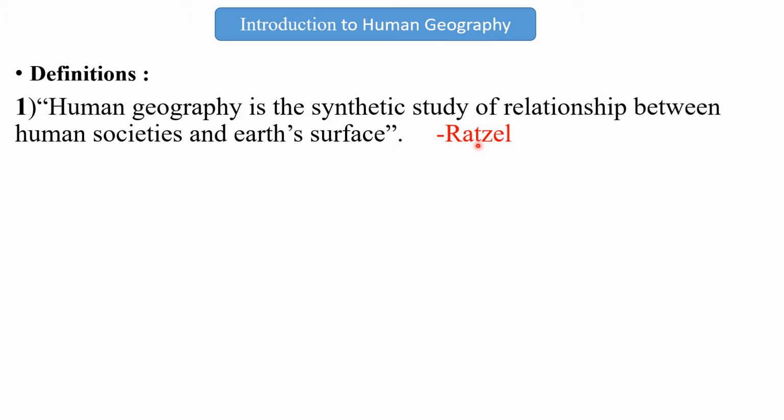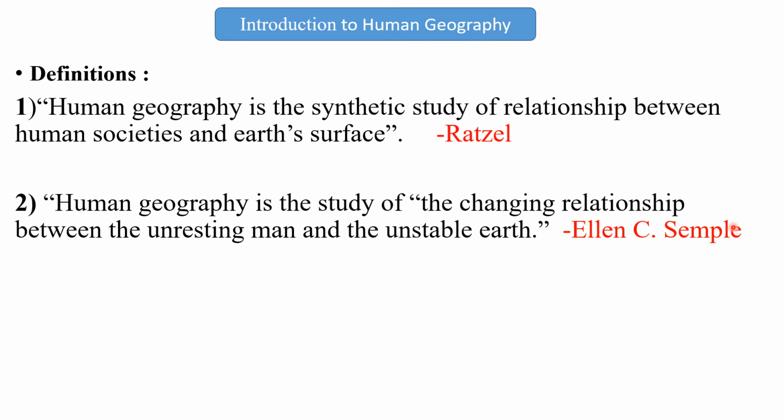Here, Friedrich Ratzel focuses upon the two important words: synthetic study of relationship between human society and earth surface. It means Ratzel is focused upon the relationship between human societies and earth surface. There is an interrelationship between human beings and earth surface that is investigated in human geography.